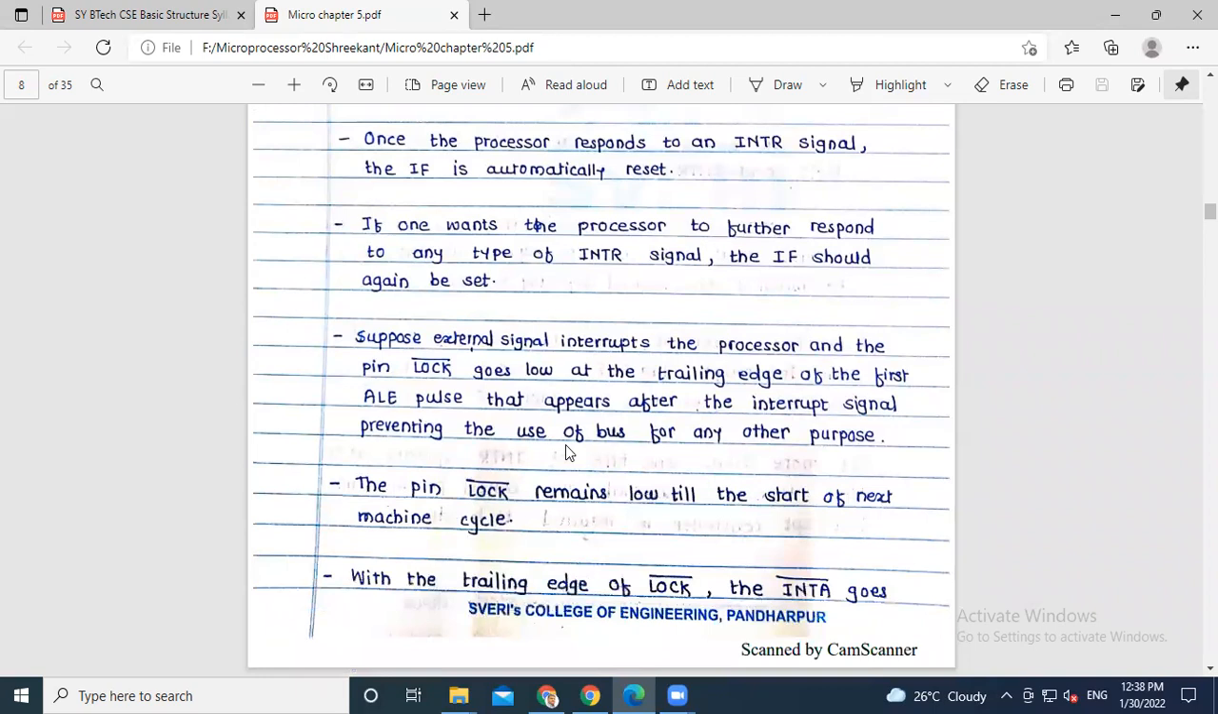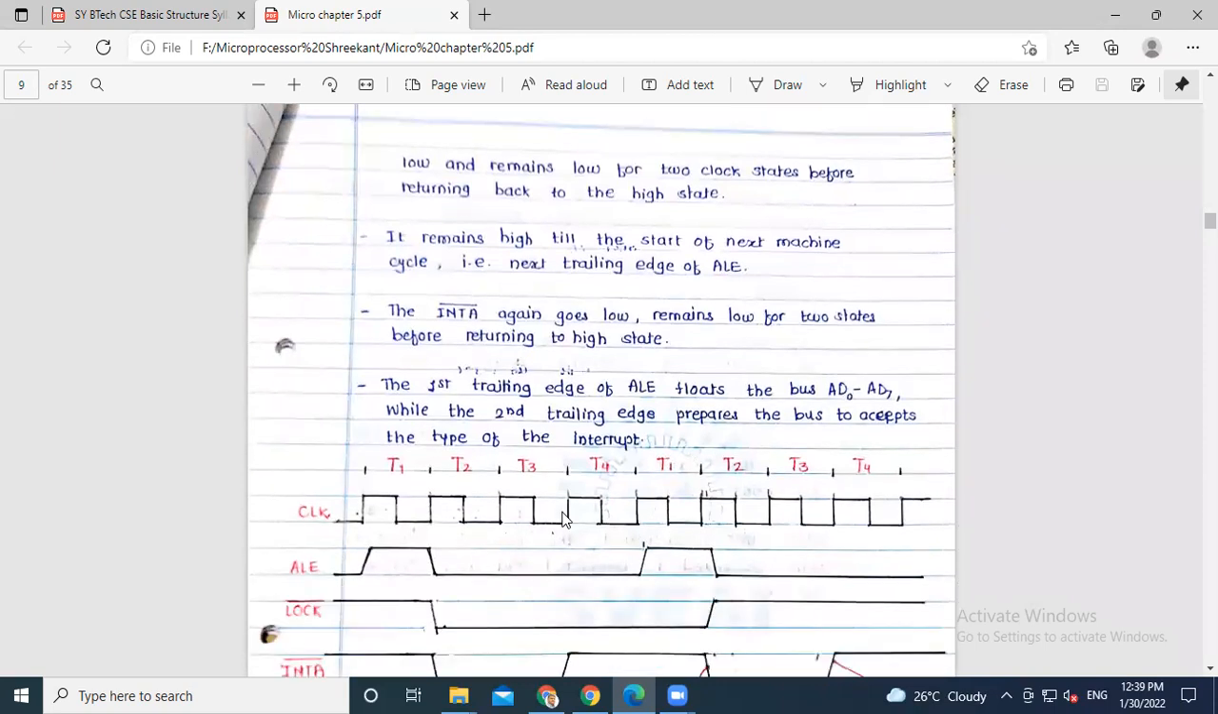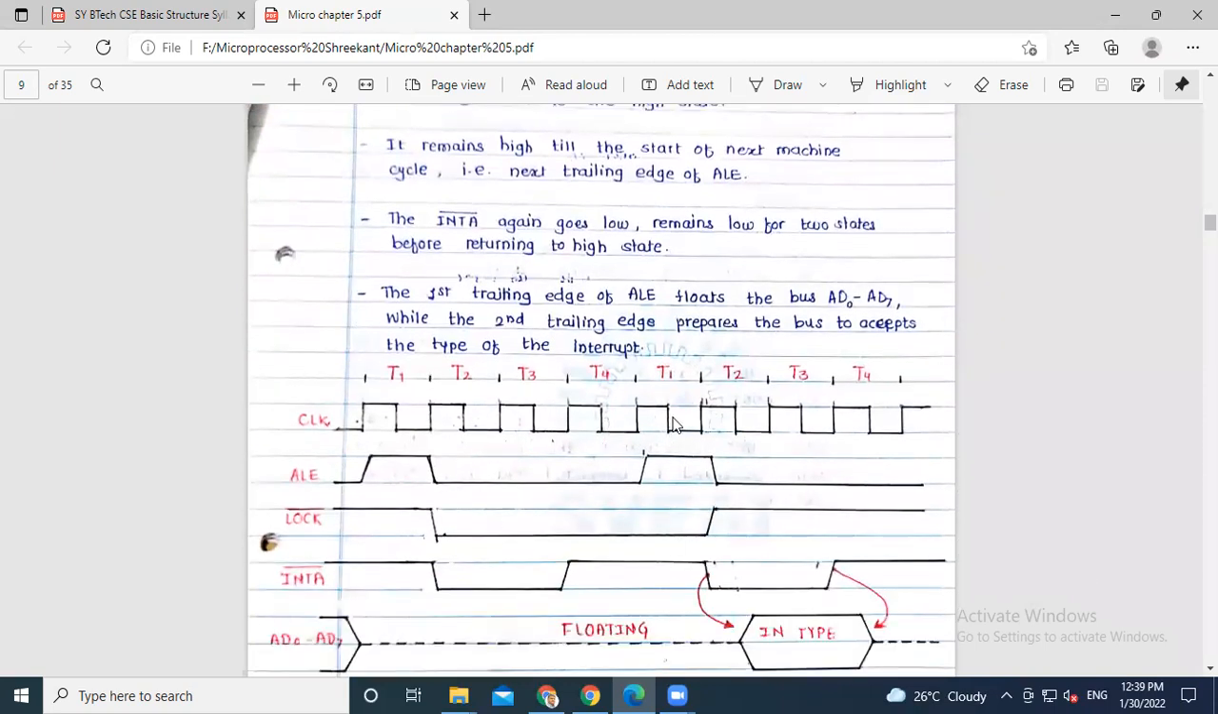Suppose an external signal interrupts the processor, and the clock goes low at the falling edge, and the first pulses appear after the interrupt signal, preventing the use of the bus for any other purposes. The pin remains low till the start of the next machine cycle. That is how it works for maskable interrupts. The next trailing edge is the INTA. For that, the interrupt acknowledge again goes low and remains low for 2 states before returning to the high state. The first trailing edge and the next are shown in this timing diagram.